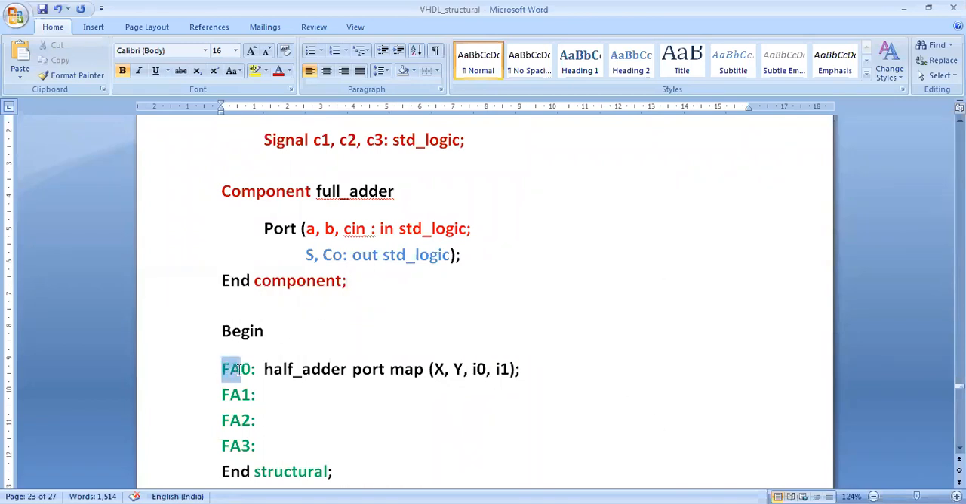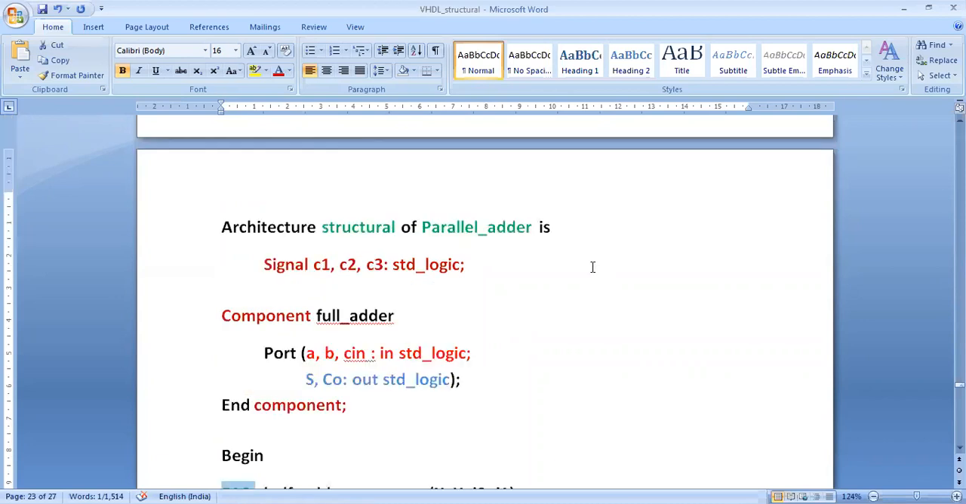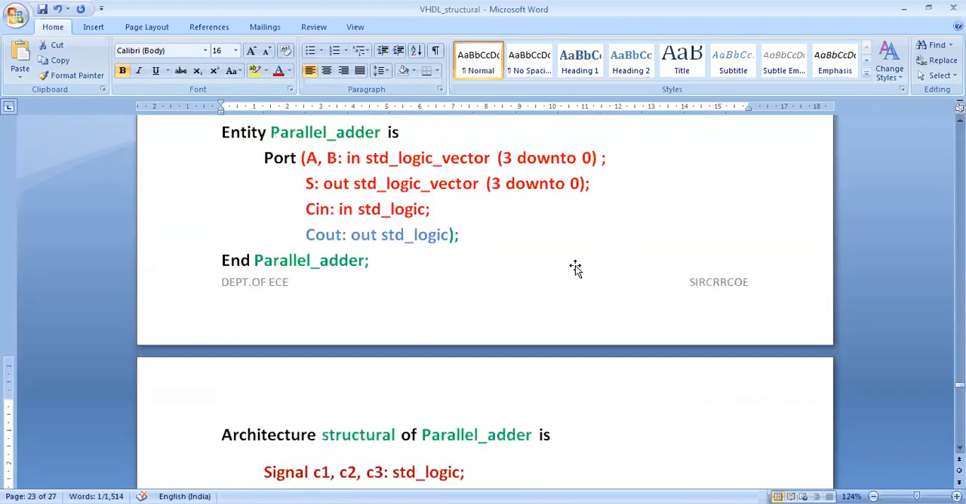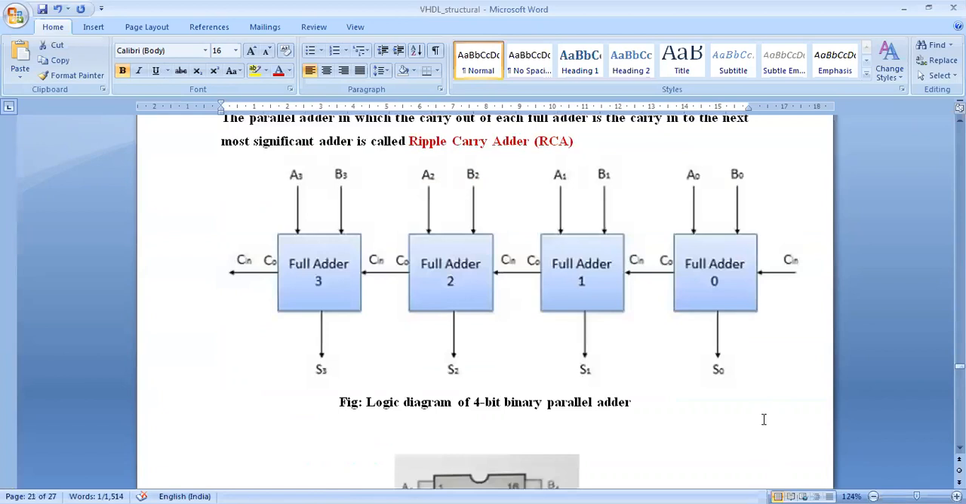Let us take the first one, F naught. To understand this, go back to the circuit once. This is the F naught component. How many components are there? 4 components, so 4 component instantiations will be there: 1, 2, 3, and 4.